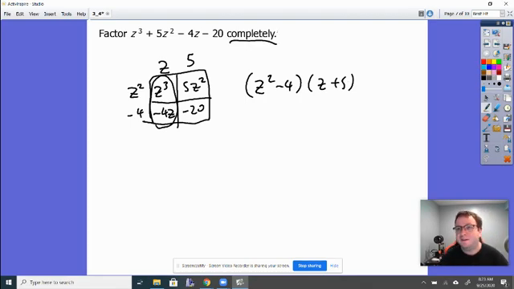So far, everything we have done is correct. But that completely part tells me that I need to double check that I am completely done. Well, I have a quadratic here, that z squared minus 4. And that z squared minus 4 looks very similar to that other one we did. And I'm going to let you do that work by yourself because I don't want this video to be too long, but it's going to turn into z minus 2, z plus 2, z plus 5.